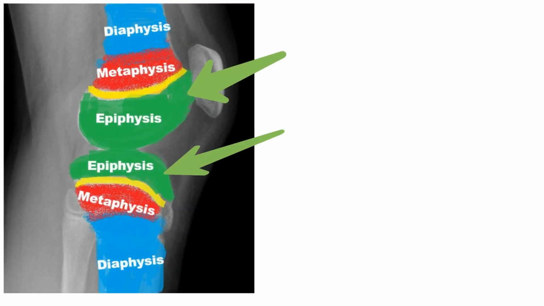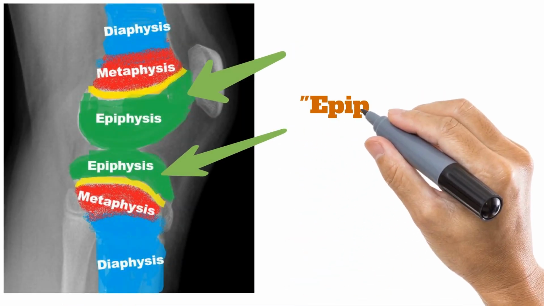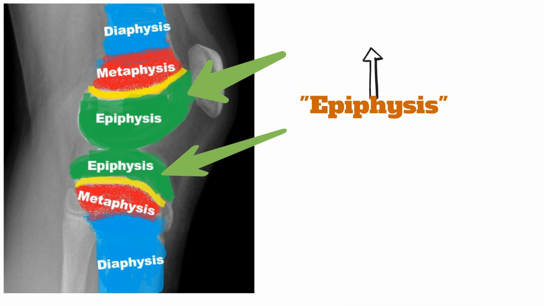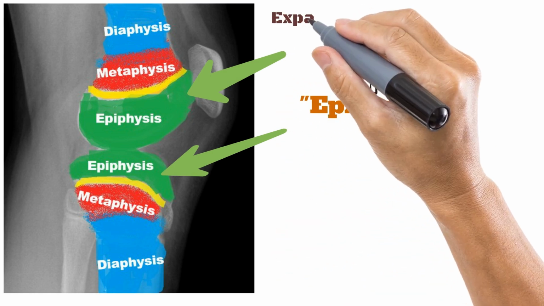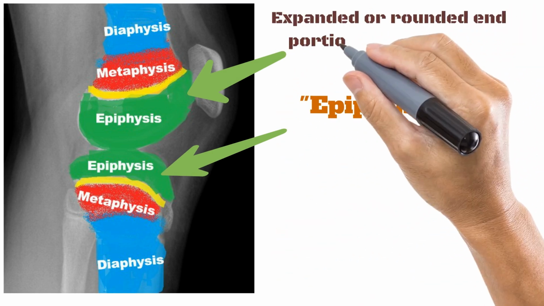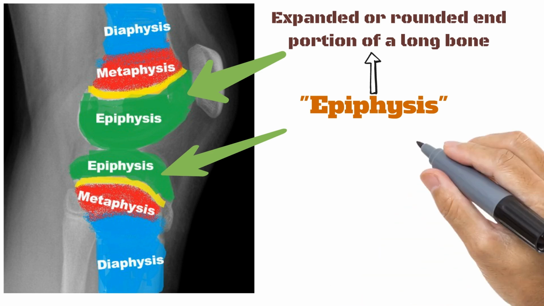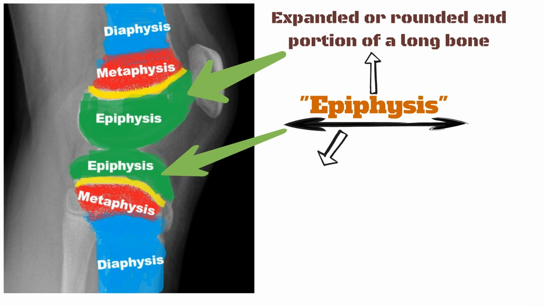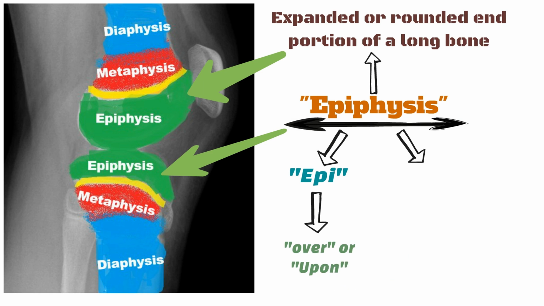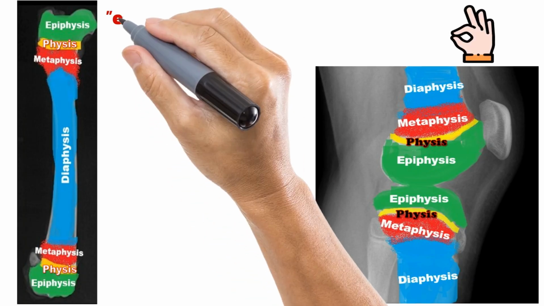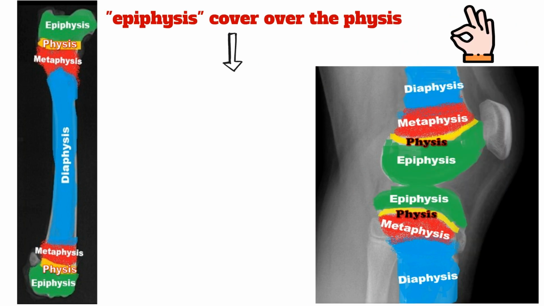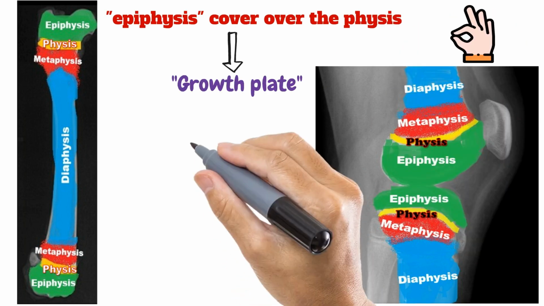Now look at this green portion of a long bone. It is known as epiphysis. Epiphysis is defined as the expanded or rounded end portion of a long bone. If you break down this word epiphysis, it is made of two words. Epi means over or upon, and physis means growth plate. Now it justifies its name, that epiphysis covers over the physis, that is the growth plate, right?